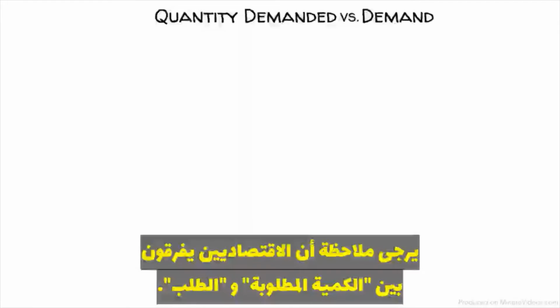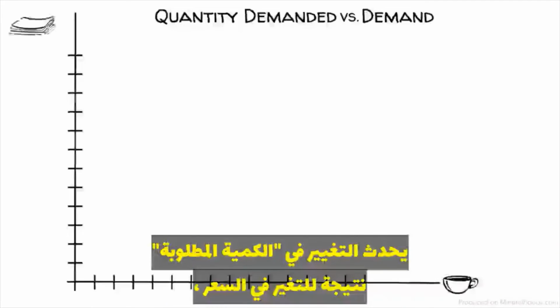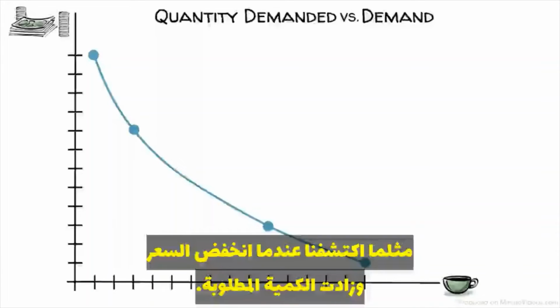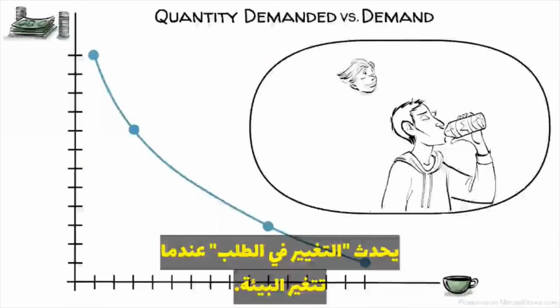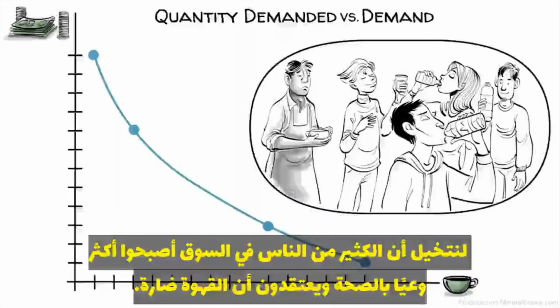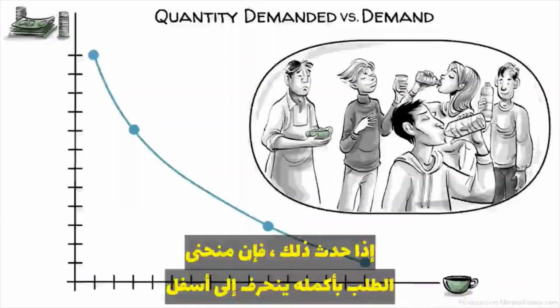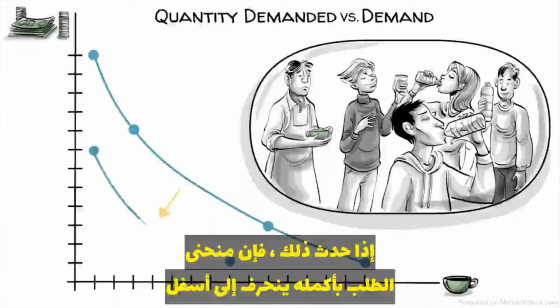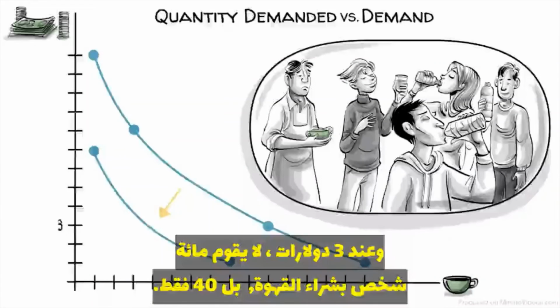Before we summarize, please note that economists differentiate between quantity demanded and demand. A change in the quantity demanded happens due to a change in price, like we explored when the price dropped and the quantity demanded increased. A change in demand happens when the environment changes. Let's imagine that many people in the market become more health conscious and think that coffee is bad. If that happens, the entire demand curve shifts downward, and at $3, not 100 buy coffee, but just 40.